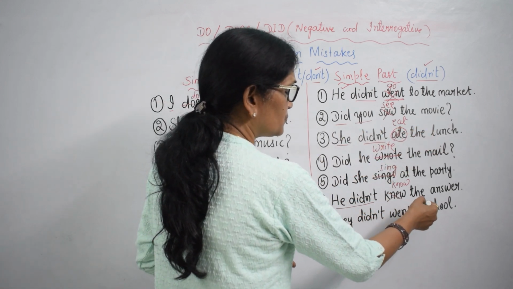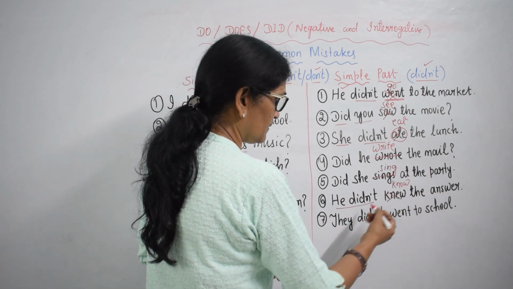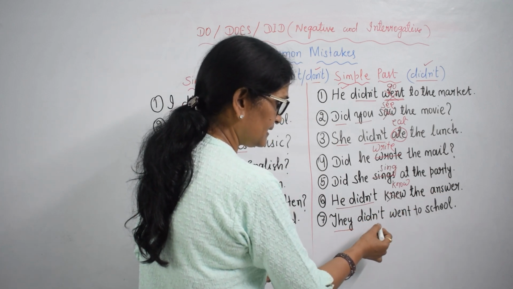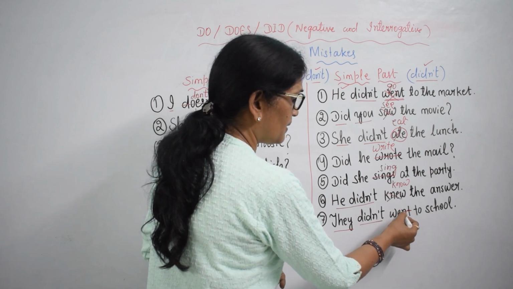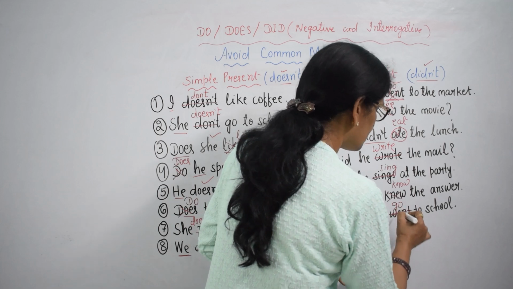"They didn't went to the school." They didn't went to school. Didn't. They didn't. Went is the past form of the verb. Instead of the past form, there will be the base form, go.